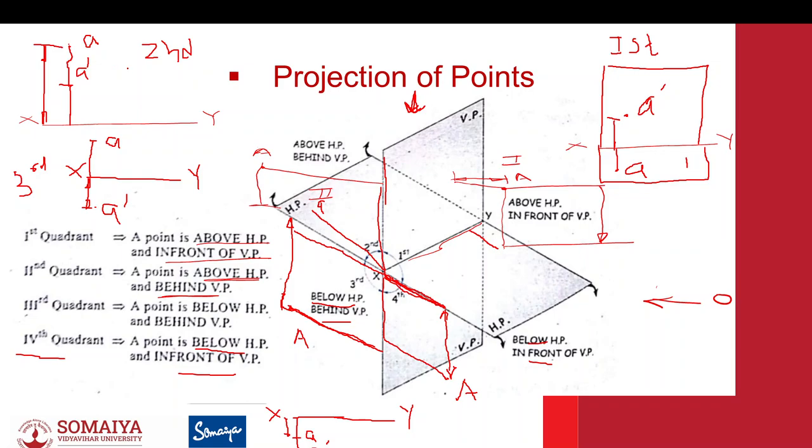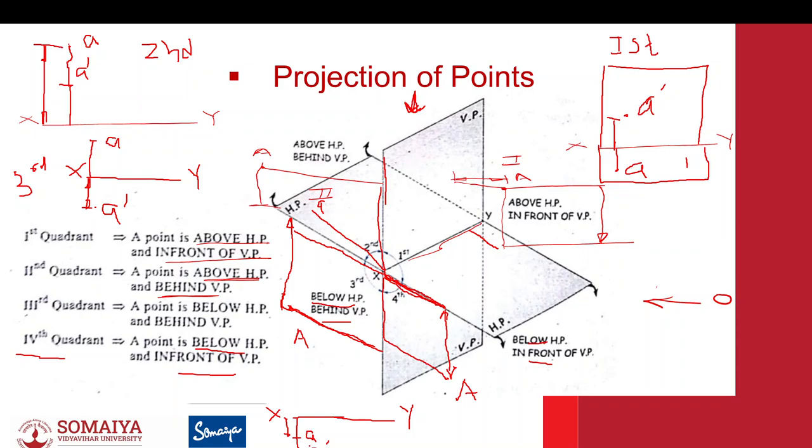This is for second quadrant position, A dash and A both are above the XY, right? In the third, what we observe, A is above, A dash is below, right? Which is nothing but, you can see, opposite to the first quadrant. The first quadrant, A dash is above, A is below, whereas in third quadrant, A is above, A dash is below. So this we need to memorize, right? And based on what words are we going to remember, based on these combinations of the words, correct? And if we compare this with the fourth quadrant, we see that A dash and A both will be below the XY line, right?